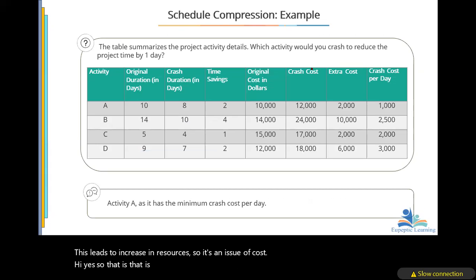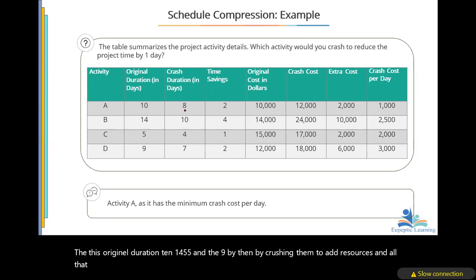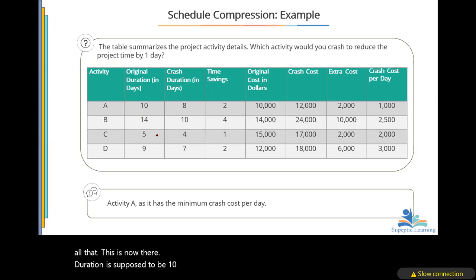So there's an example. You have the activities, and they are giving you the duration, and then you have the crash days. So you see, this is the original duration 10, 14, 5, 5, and then 9. But then by crashing them, adding resources and all that, this is now the duration. It's supposed to be 10, but now it's 8, 14 by 10, 5 by 4, this 7.